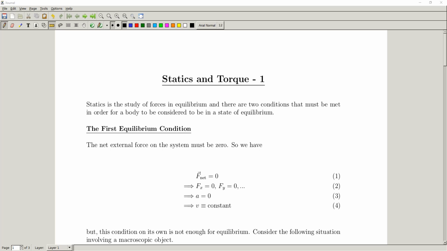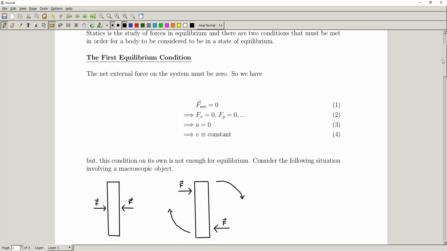I guess I'll start by talking about statics. So statics is the study of forces in equilibrium. There are two conditions that have to be met for a body to be considered in a state of equilibrium. The first condition is that we require that there are no net external forces on the system. So we can see that here. So we have no net external force.